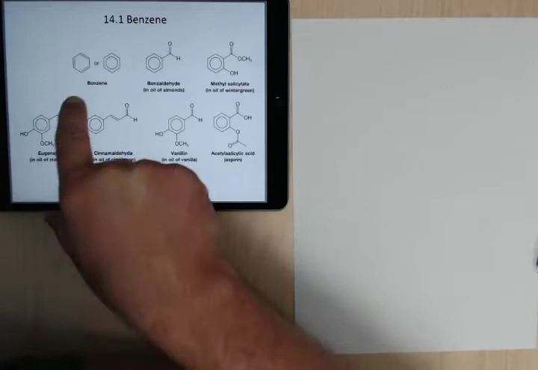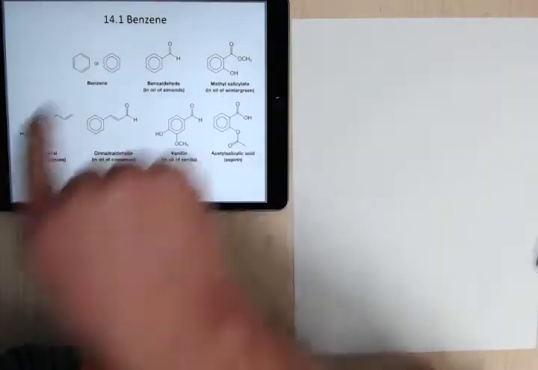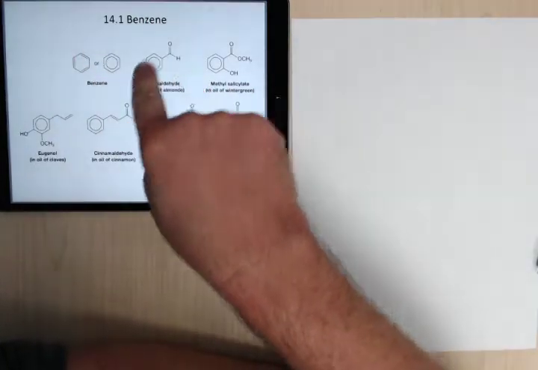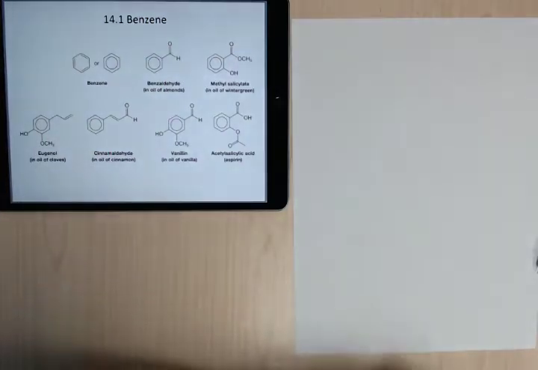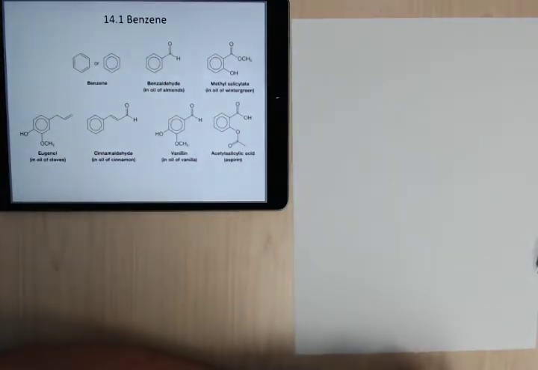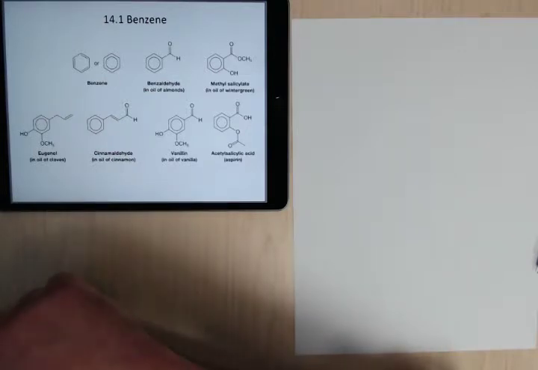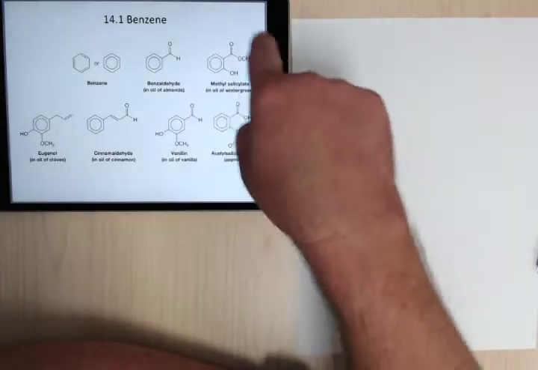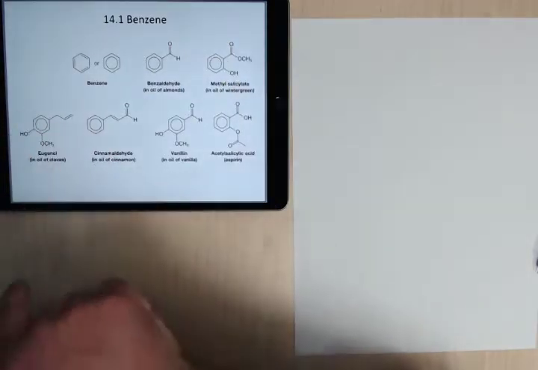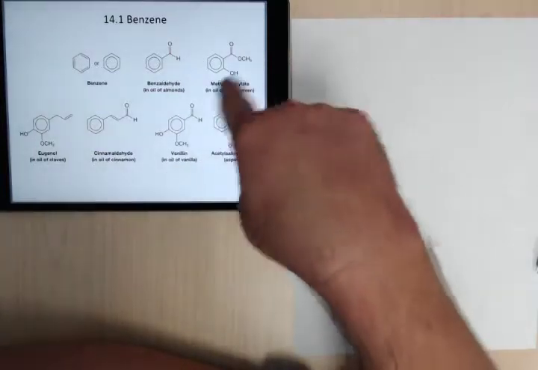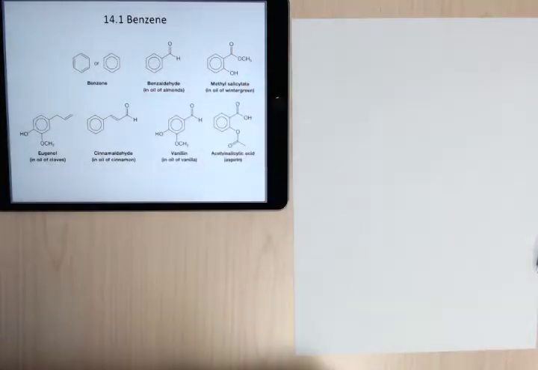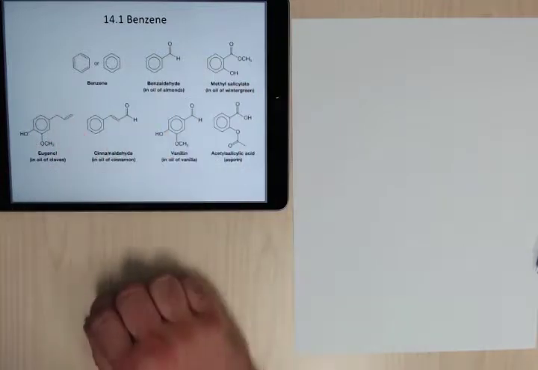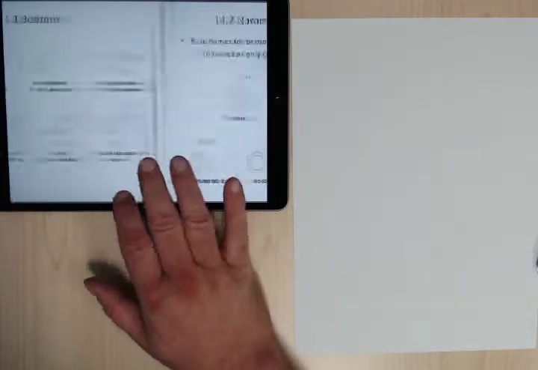So this is the structure of benzene. We'll talk about the structure in a minute. So benzaldehyde, which is an artificial flavoring for almonds, or cherry. Also wintergreen, methyl cloves, cinnamon, oil of cinnamon, formaldehyde, vanilla, aspirin. It's got this general structure. So it's in a lot of molecules that we use.